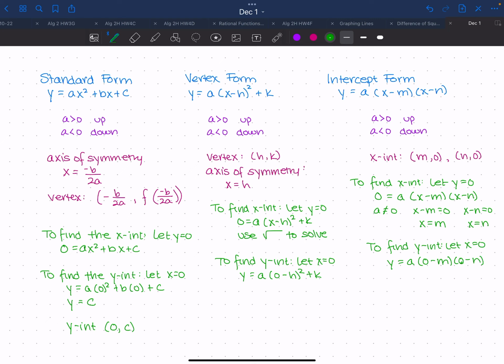And then again, you work it out. You'd have negative m times negative n times a, and that would be your answer. So then from all of this information, we can come up with pretty good graphs. So that's the lesson right there. I'm going to end it and then work on some examples for you. But then your classwork and homework today is going to be doing problems that put all these ideas together.